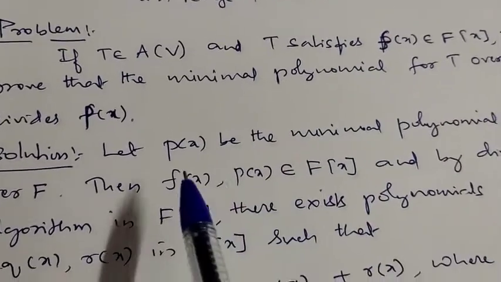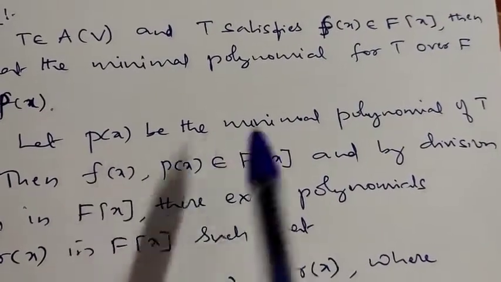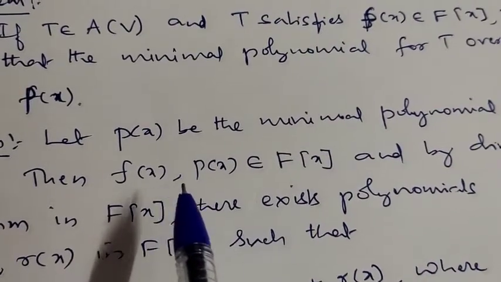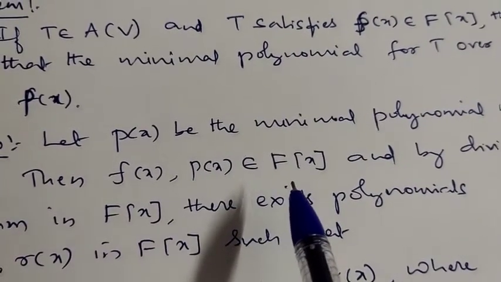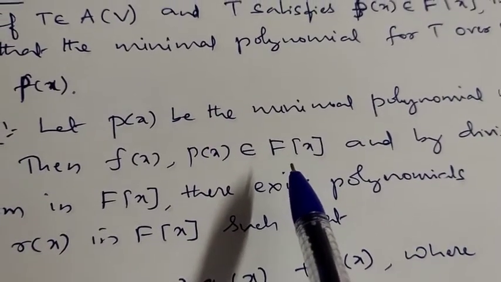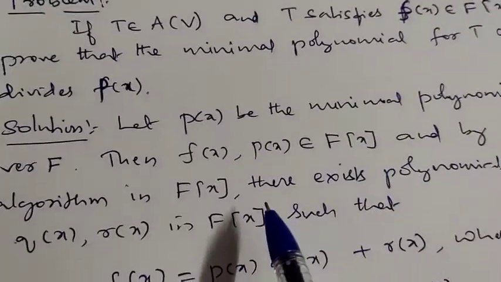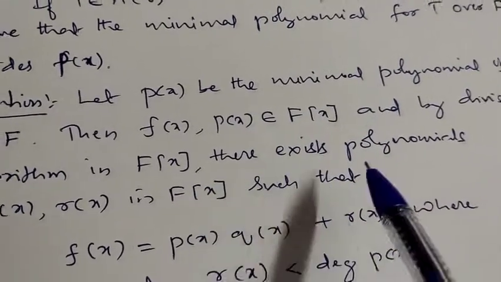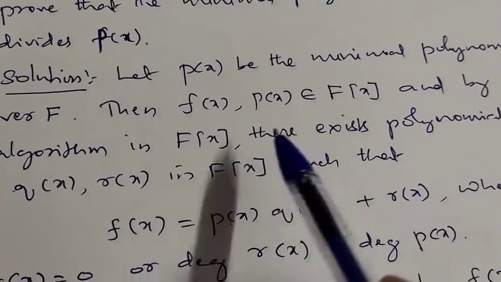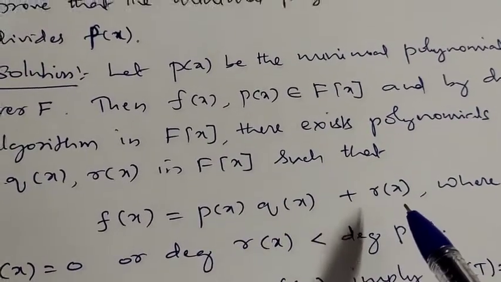Okay. So for this, let p(x) be the minimal polynomial of T. P(x) being the minimal polynomial means p(x) also belongs to the polynomial ring F[x]. Now f(x) also belongs to F[x]. The division algorithm holds good in F[x], which we have proved in the rings classes, extension fields classes. Therefore by the division algorithm in F[x], what will happen? There exist two polynomials, say q(x) and r(x) in F[x], such that the polynomial f(x) can be written as q(x) p(x) plus r(x).